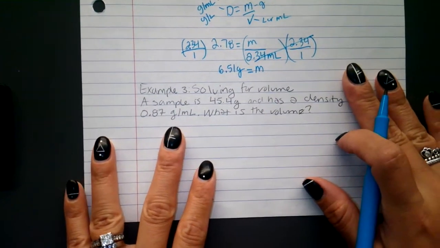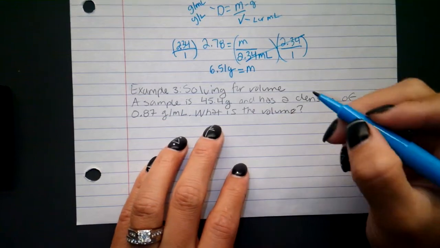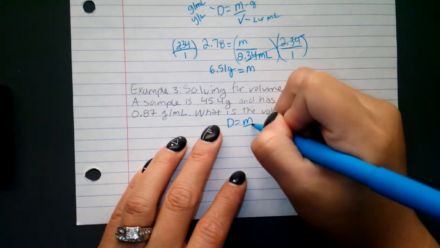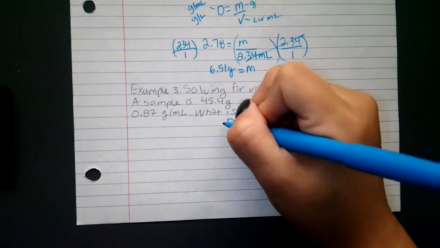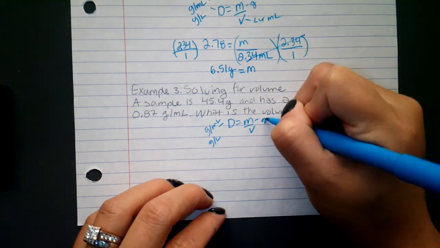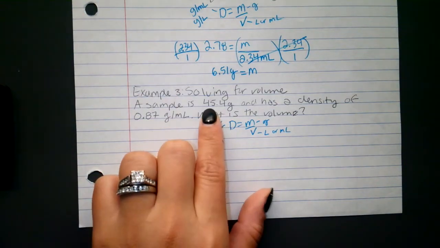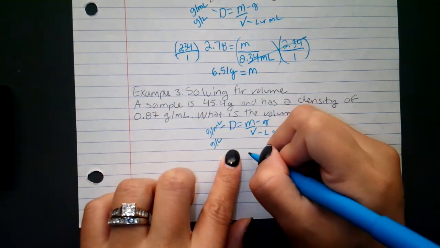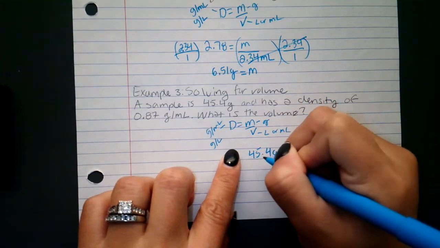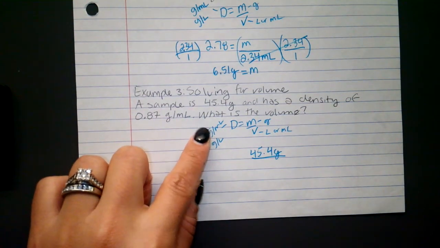All right, let's do example 3. So now we're solving for volume. It says a sample is 45.4 grams and has a density of 0.87 grams per milliliter. What is the volume? So again, density equals mass divided by volume, and density is grams per milliliter or grams per liter, mass is grams, volume is liter or milliliter. Always look out for what each one is. So 45.4, they're giving us our mass, so we know that we have grams. We have a density, and these are density units, as you can see, grams per milliliter.